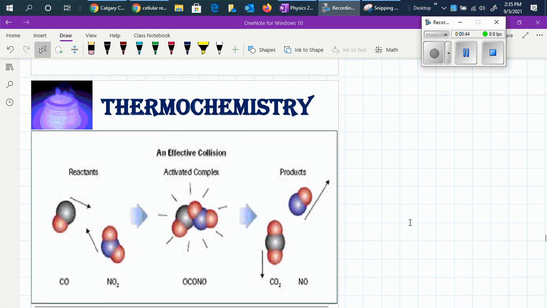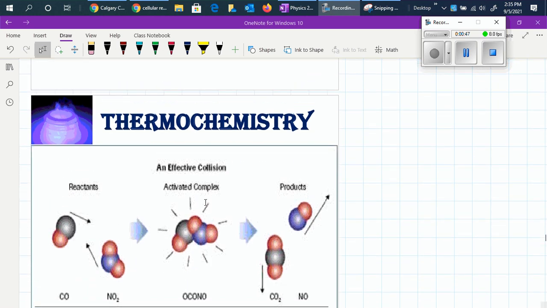Okay, so what is happening here is we see a collision, and as a result of this, products are formed. Okay, so now what do we have to keep in mind? During bond formation, energy is released, and when bonds are broken in a chemical bond, then energy is required, it is absorbed.